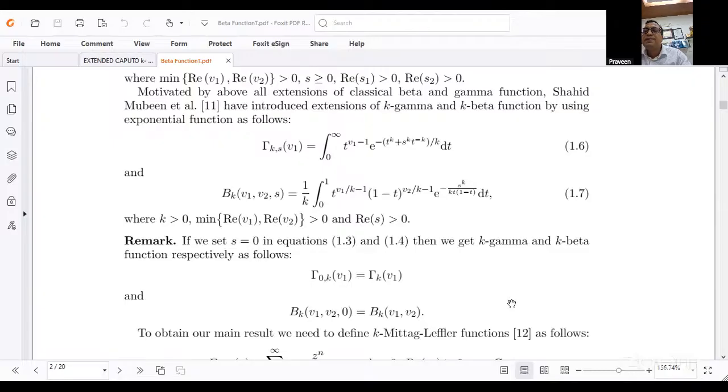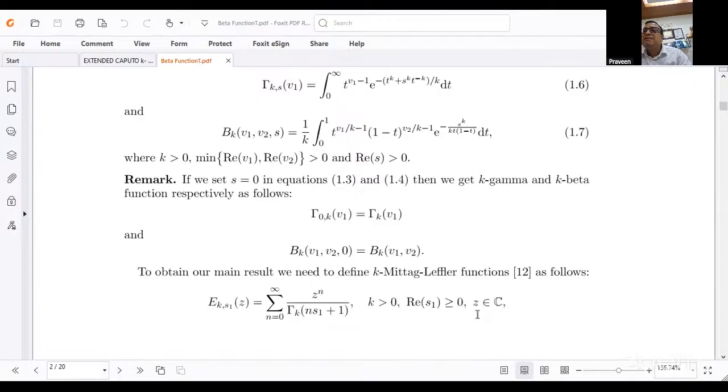To obtain our main result, we need to define the new k Mittag-Leffler function as follows. It is represented by E k, s1, and the representation is the summation n equals 0 to infinity of z raised to power n upon gamma k of n s1 plus 1, where k is greater than 0, the real part of s1 is greater than or equal to 0, and z belongs to the complex numbers.